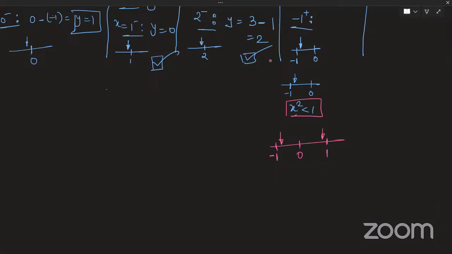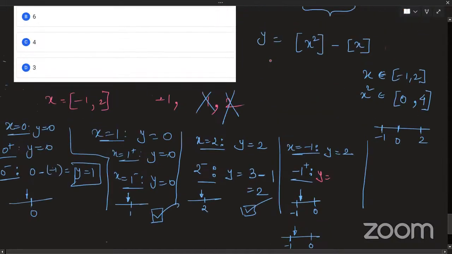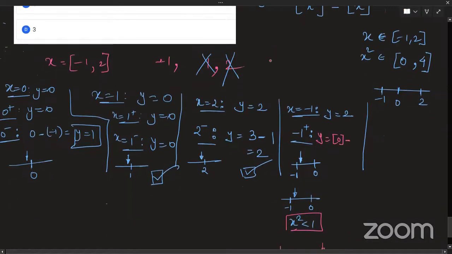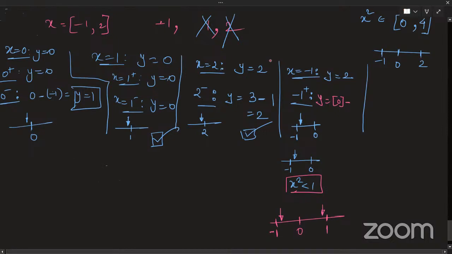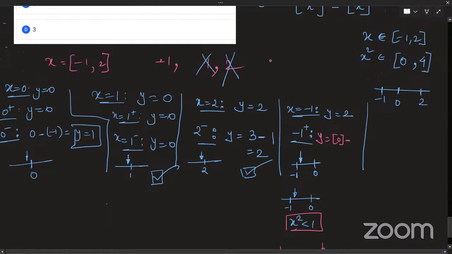So x square is actually lesser than 1. So if x square is lesser than 1, my GIF of x square will be 0 minus. And then I have this number over here, a number that's just greater than -1. So it will bring back the value of GIF to -1. So 0 minus -1, so 1. Plus Y is equal to 1. Y is equal to 1.